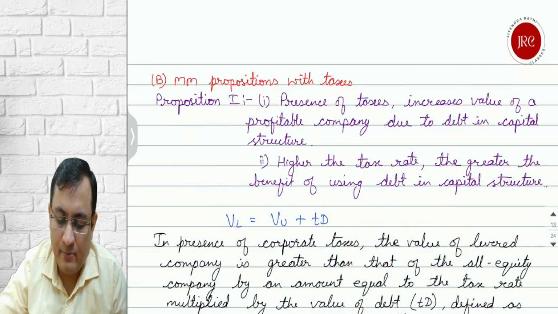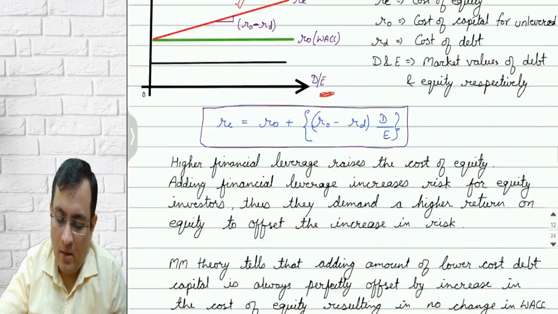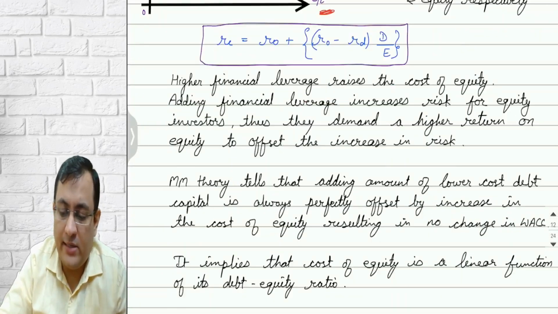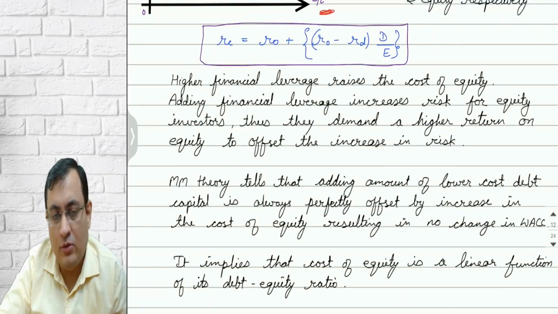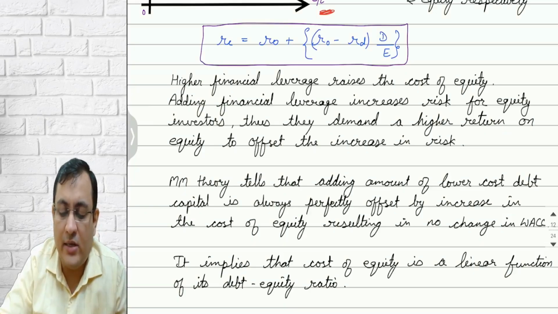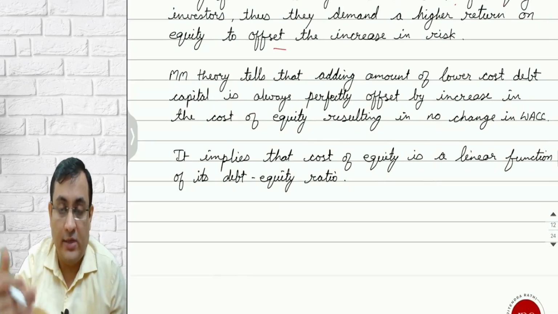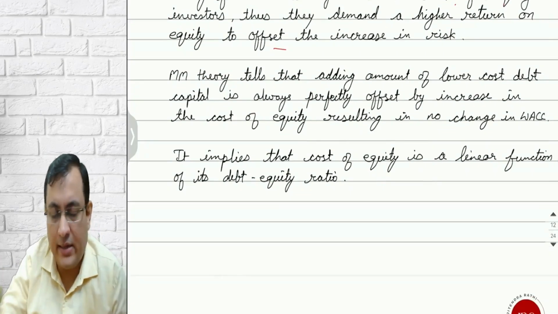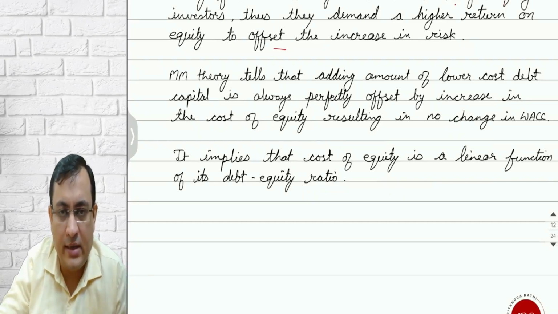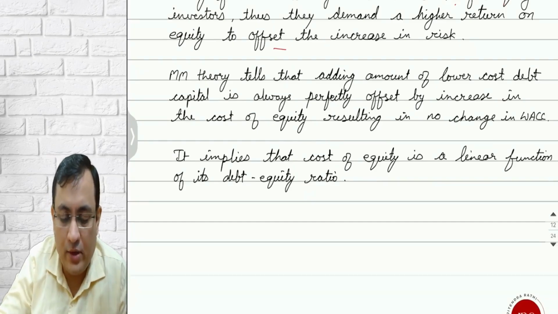The text is saying that higher financial leverage raises the cost of equity. Of course, we know that risk is going to increase. So cost of equity, reward expectation, is also going to increase. Adding financial leverage increases risk for equity investors. Thus, they demand higher return on equity to offset the increase in risk. Since my risk is increasing, I need higher return. That is the justification for the increase in KE, your cost of equity.